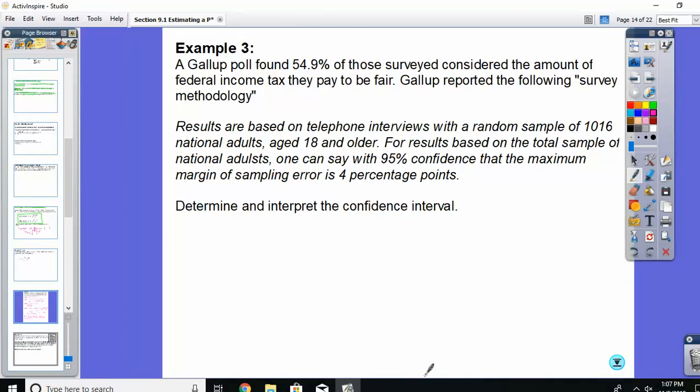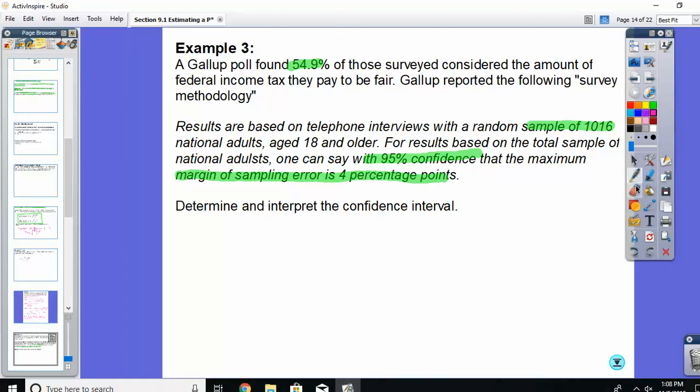A Gallup poll found 54.9% of those surveyed considered the amount of federal income tax they pay to be fair. Okay, so this is what Gallup said. Results are based on telephone interviews with a random sample of 1,016 national adults, ages 18 or older. For results based on that total sample of national adults, one can say with 95% confidence that the maximum margin of sampling error is 4 percentage points.